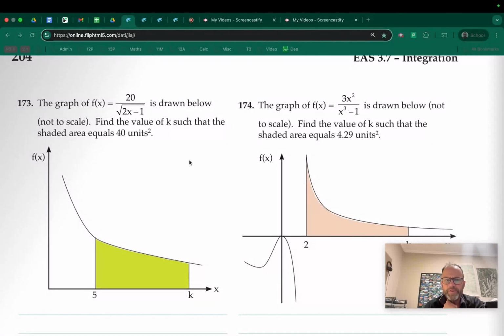Okay, number 173. This is a classic merit level problem. And the deal is you're told that the area, this color here, is 40 units squared. And you're told this curve is function f of x up here. And you have to solve for k. At what point, if you kept stretching it or reducing it here, would that area equal 40?